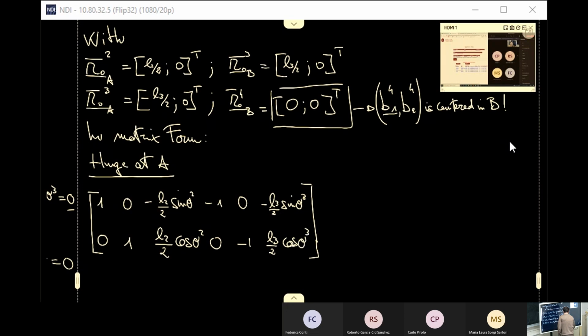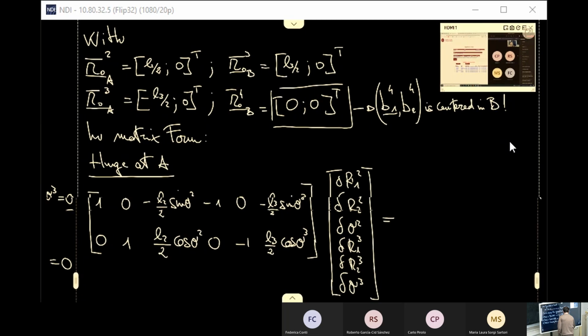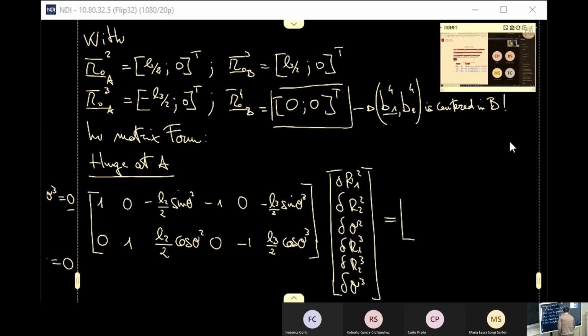Okay, multiplying what? Well, all the variables, the generalized coordinates which are involved in the definition of the hinge at point A. So what are they? They are delta R2 and delta theta 2, and then we have delta R1 3, delta R2 3, and then delta theta 3, equaling 0. Two equations, right?